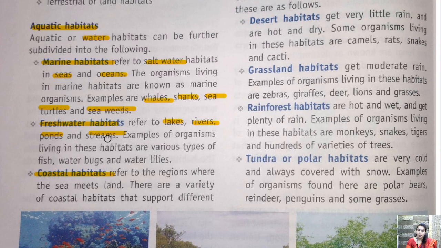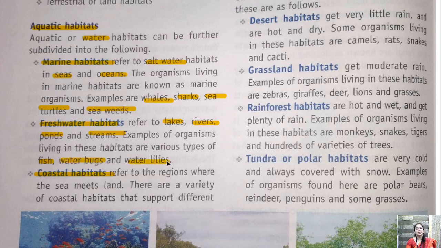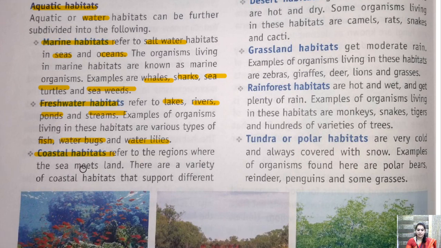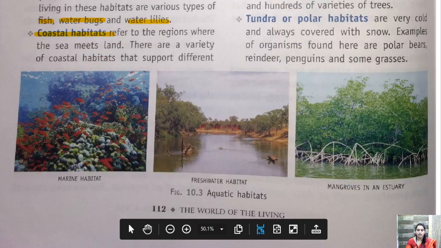So they are called fresh water. So there are some animals that live in a fresh water. Like fish, like water bugs, like water lilies. They survive in fresh water. Got it? Then we have a coastal habitat. Beta, coastal is that area where sea and land are mixed together. That area is called a coastal area. As you can see here in the diagram, this is a coastal area.